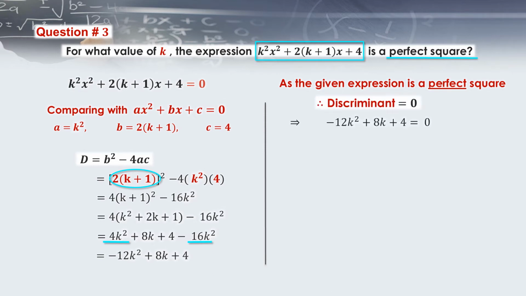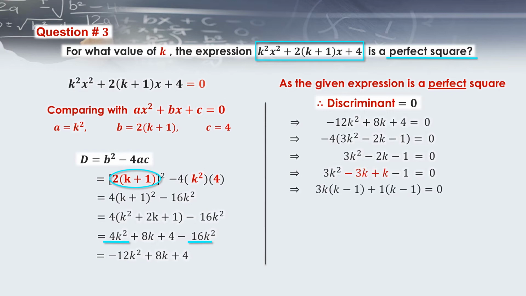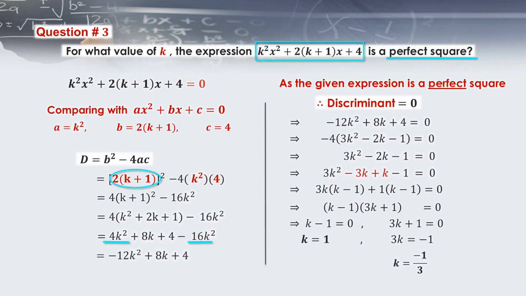Substitute the value of the discriminant, taking out minus 4 as a common factor, dividing by minus 4, we get a simplified quadratic equation in k. On factorizing, we get the factors k minus 1 and 3k plus 1, whose product is 0. This suggests that either k minus 1 is 0 or 3k plus 1 is 0. That is, either k is equal to 1 or k is equal to minus 1 by 3. These are the possible values of the unknown k, which makes the given expression a perfect square.